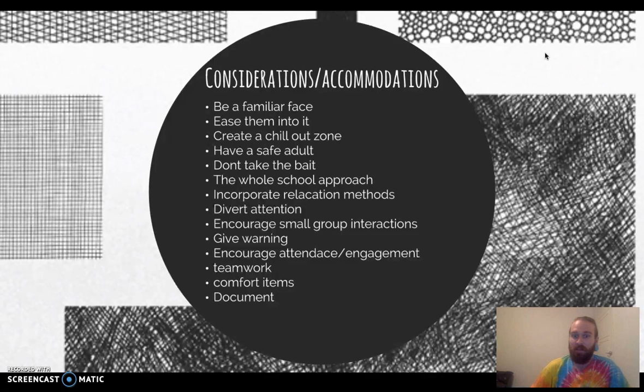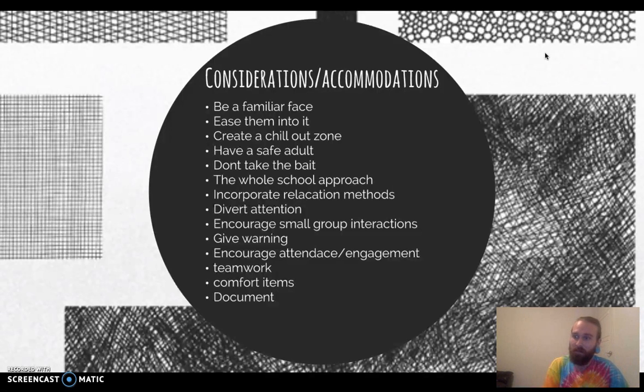Encourage attendance engagements. You want to incentivize going to school. So that could be easy, have stickers. Every day you come, you get a sticker. For each day you don't come, you lose a sticker. When you get 10, you get a prize. And there's positive consequence for coming to school, negative consequence for not coming to school.